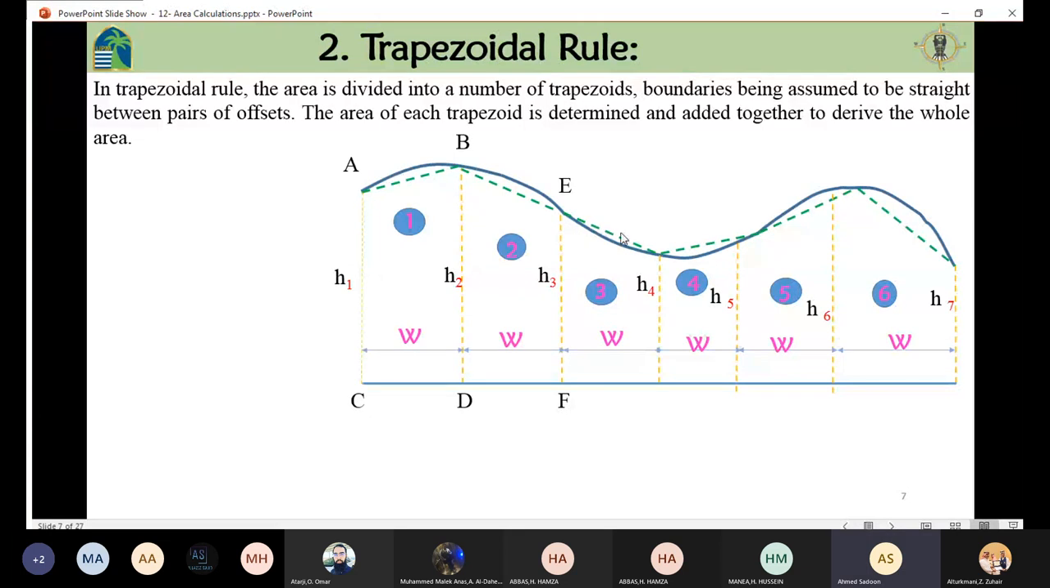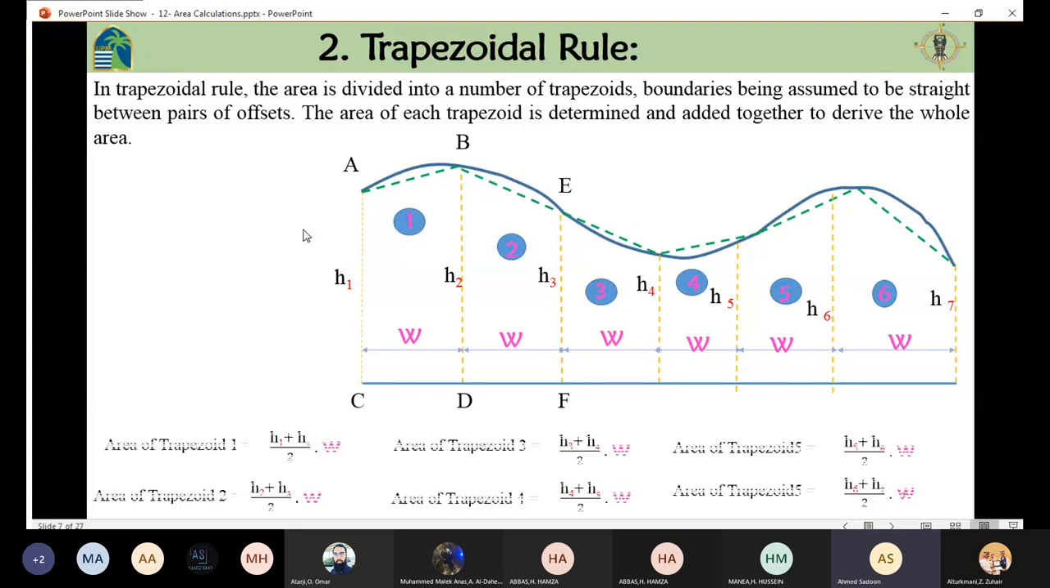So the area of each trapezoid is determined and added together to derive the whole area. In this method, we divided the area into a number of trapezoids. Then we are going to determine the area for each trapezoid, and then determine the total for all of these trapezoids. So for example, here we have the first area consists of two offsets, H1 and H2. Here also we have area number two, we have H2, H3, and so on.